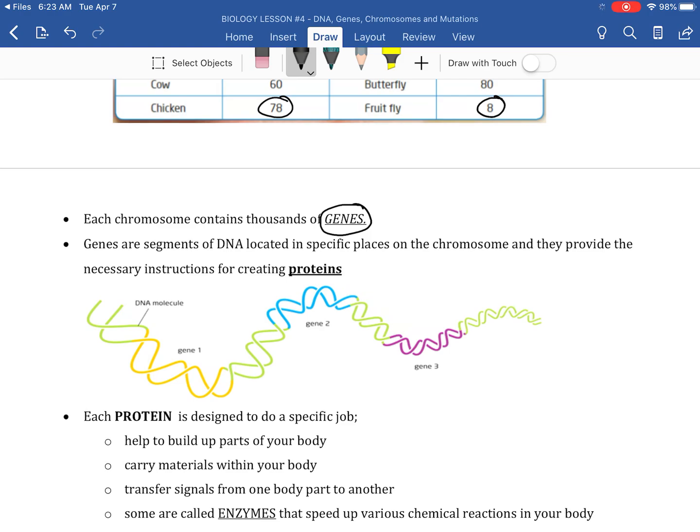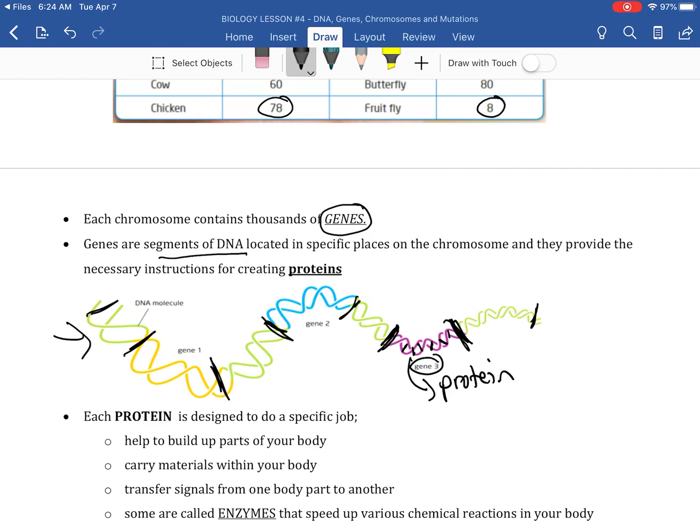Remember I told you, here's your double helix strand that is tightly packed up in a chromosome, and it's all unraveled now. Each part of this double helix strand contains segments, and these segments are known as genes. Each gene is a segment found on the DNA. It's located in specific places on the chromosome, and it provides the necessary instructions for creating proteins. So here we've got one gene found on the double helix DNA strand. This gene has specific codes, specific nitrogenous base pairs that create instructions for creating specific proteins.